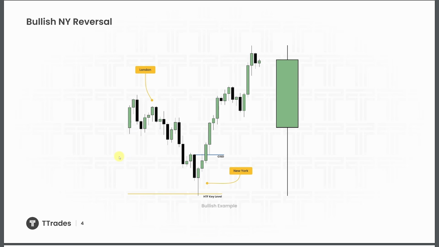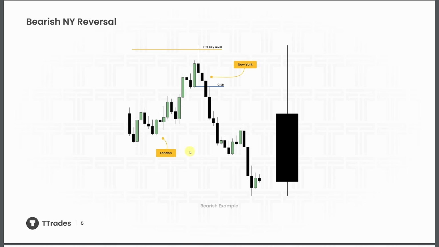So here we are with a bullish New York reversal, and you can see London moves lower, never reaches a relevant higher time frame level. We continue to retrace into New York where we reach that higher time frame key level. Then we have the change in the state of delivery and then the move higher. Similarly with the bearish New York reversal, London retraces. In New York, we hit that higher time frame key level, have the change in the state of delivery, and then we continue lower. So let's hop into TradingView to go over a few examples of this.